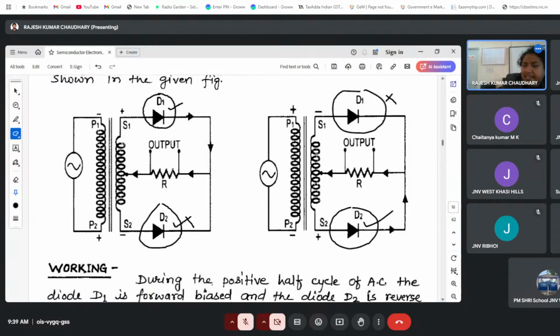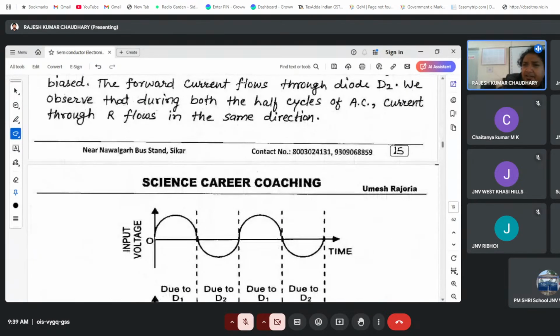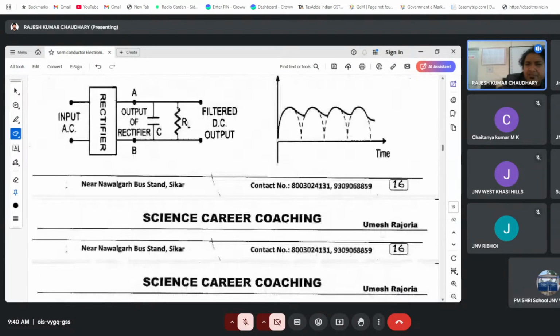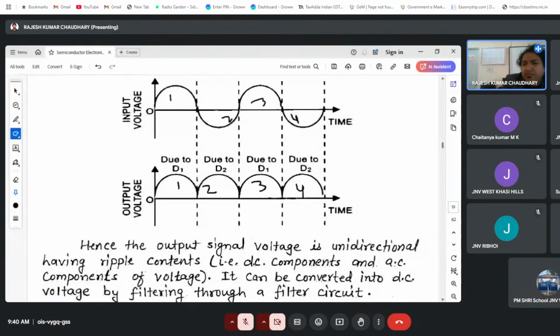But in every half cycle, we are receiving our output waveform. You can see 1, 2, 3 and 4. We have given 4 input waveforms and we have received 4 output waveforms. That's why it is giving full out of full, and this kind of rectifier is called a full wave rectifier.